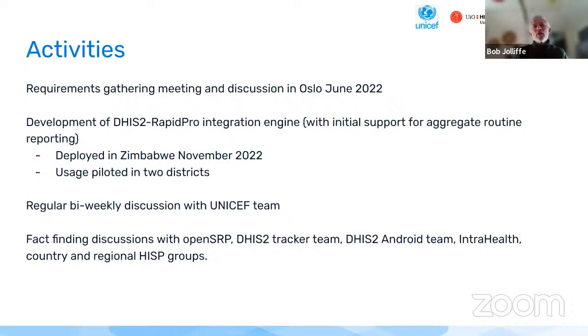At the same time, our engineers were working hard on development of the DHIS2 RapidPro integration engine that Remy has talked about, with initial support in that for aggregate or routine reporting. That's currently being deployed. It's running in production in Zimbabwe since November 2022, completely managed by themselves. Its usage is being piloted in two districts that have not yet scaled up beyond that, to the best of my knowledge. And again, there are some factors behind that we can discuss a bit later.